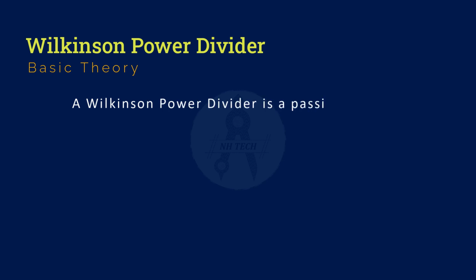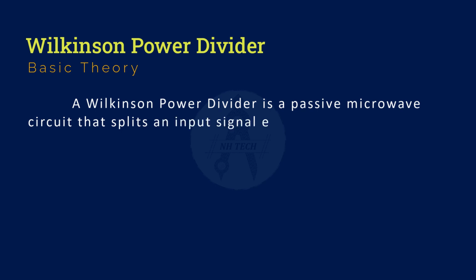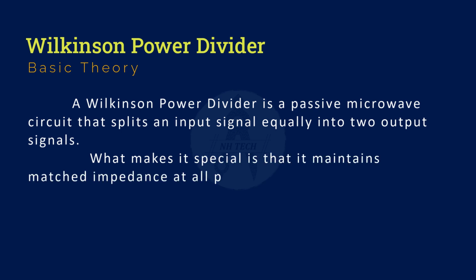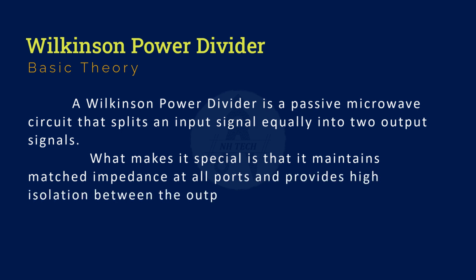Let's begin by understanding the basics. A Wilkinson power divider is a passive microwave circuit that splits an input signal equally into two output signals. What makes it special is that it maintains matched impedance at all ports and provides high isolation between the output ports. This makes it extremely useful in RF applications where minimal signal loss and interference are crucial.